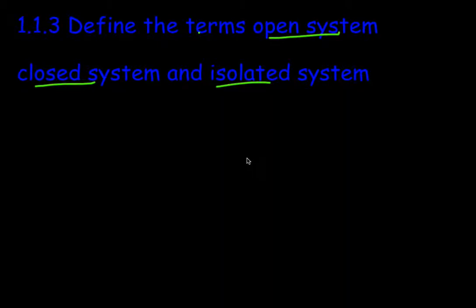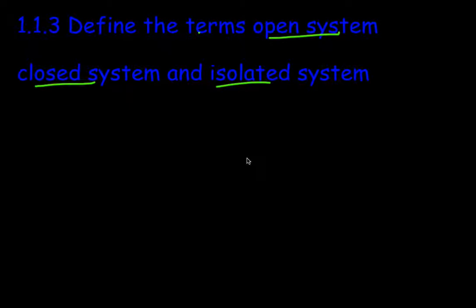Today we're going to be talking about assessment 1.1.3, and it's to define three different types of systems. There's an open system, a closed system, and an isolated system. The way I'm going to do this is I'm going to hit one at a time and try and think of an example or two that goes with it.